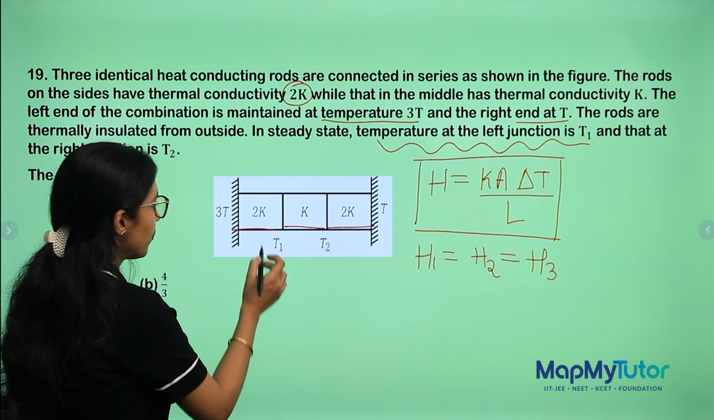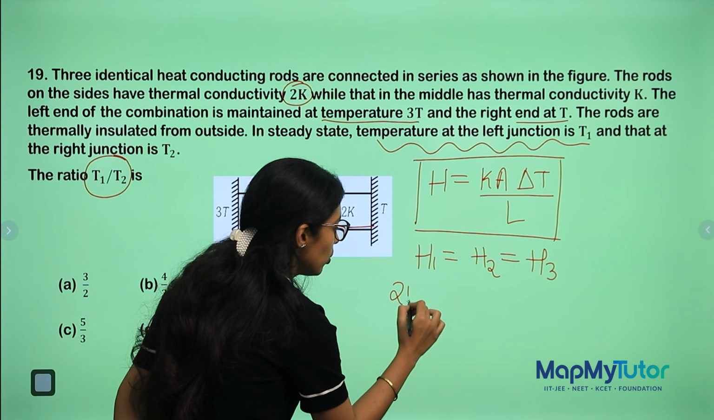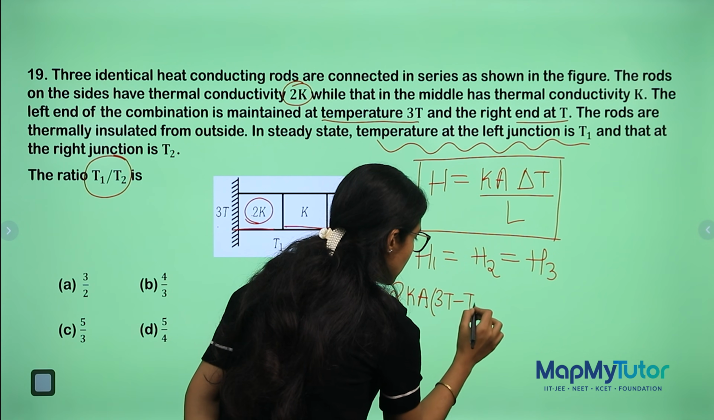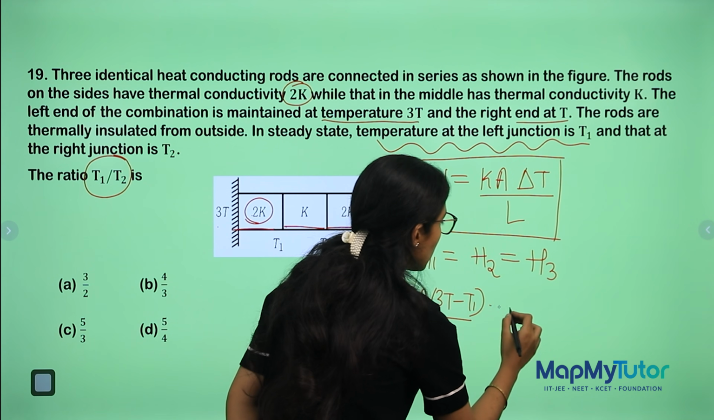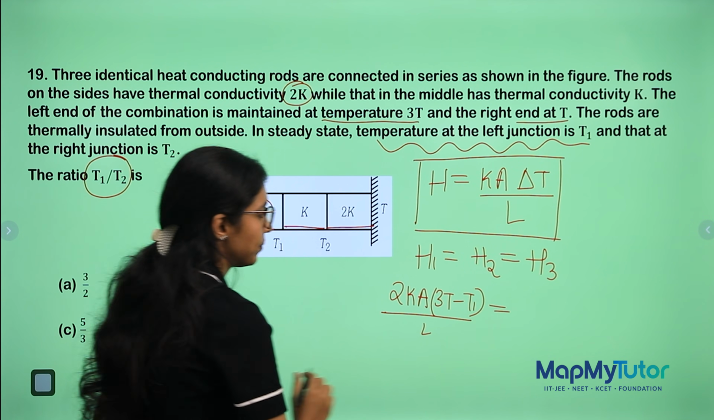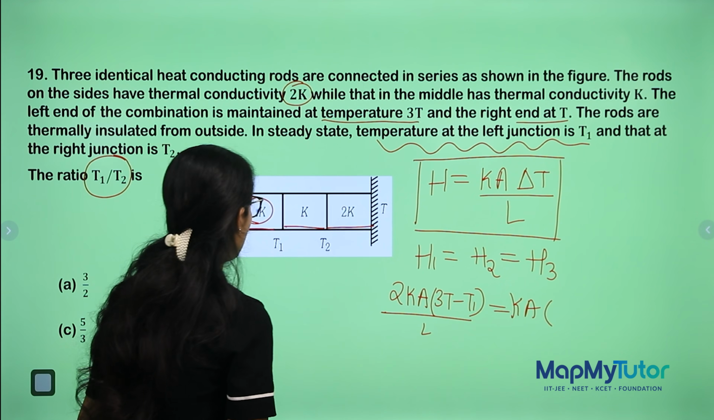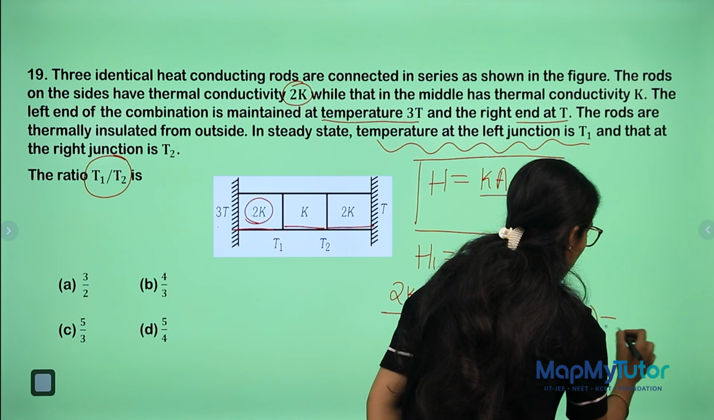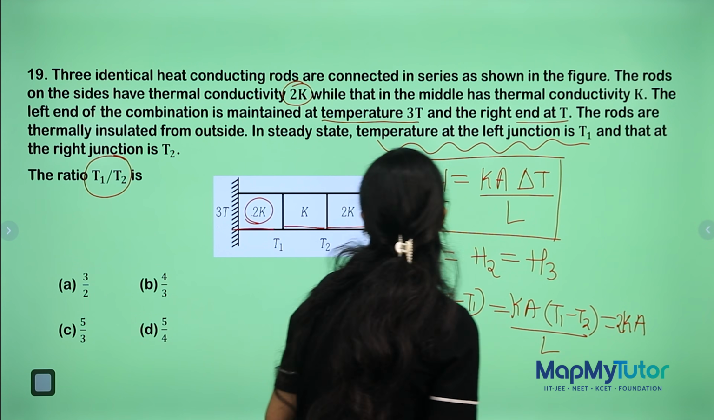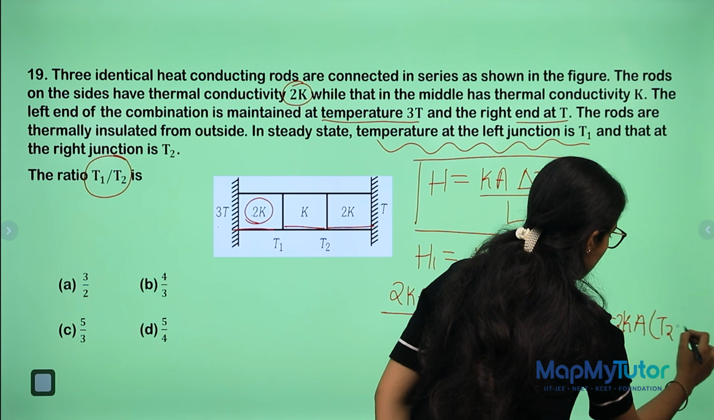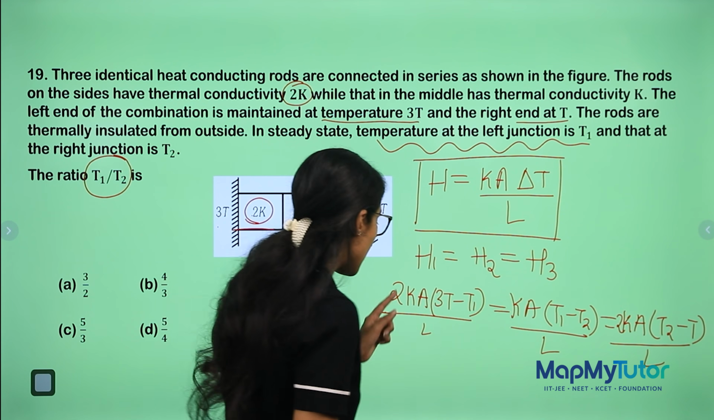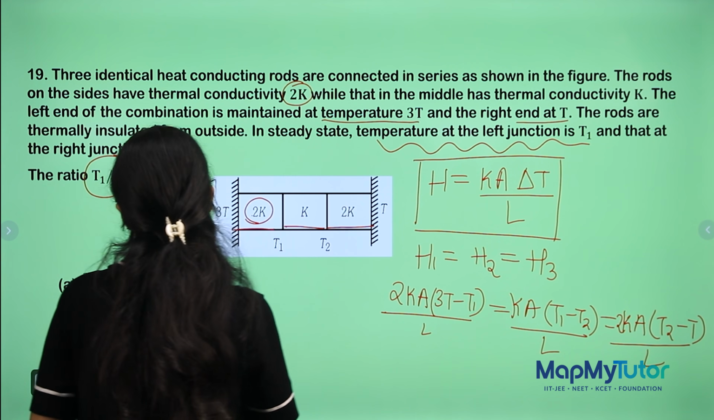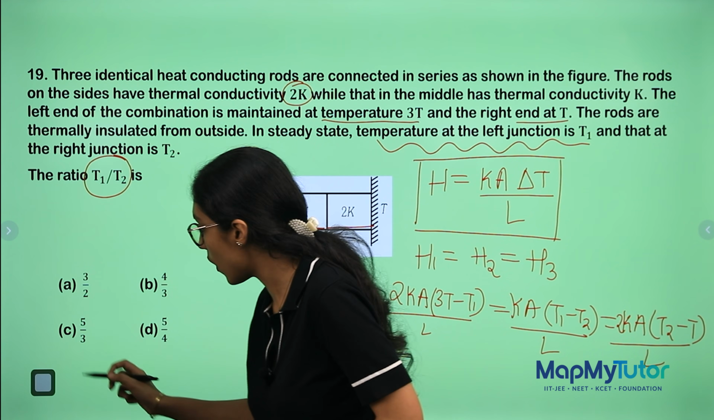Now substituting your values. Here I have 2K, so 2KA times 3T minus T1 upon L equals H2, which is K A times T1 minus T2 upon L, equals 2KA times T2 minus T upon L. KA by L will cancel out everywhere. Then you will have 3 equations. You know exactly how to solve 3 equations. Solve them and you will get the answer as option C.